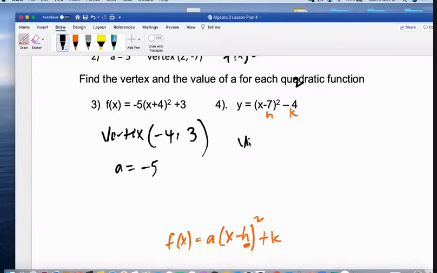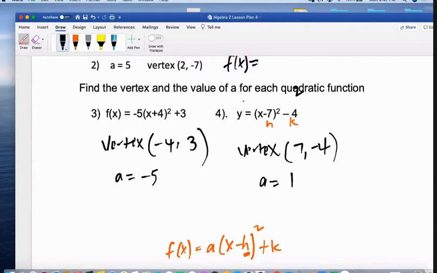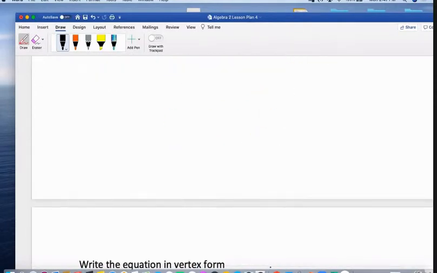Vertex will be 7, negative 4. You see that? And then A will be 1. So whenever there's a number here for A, okay, any questions? Any questions, guys? Okay, so let's move on.